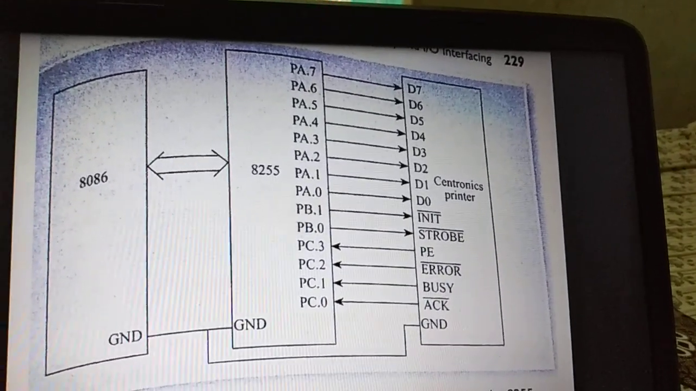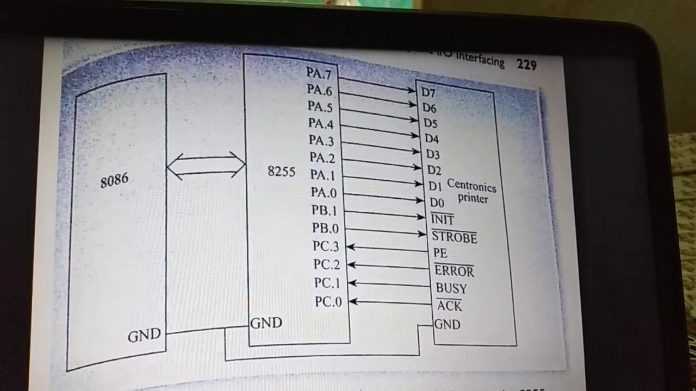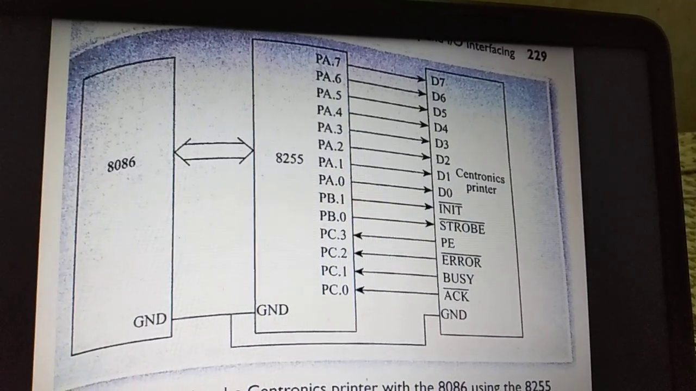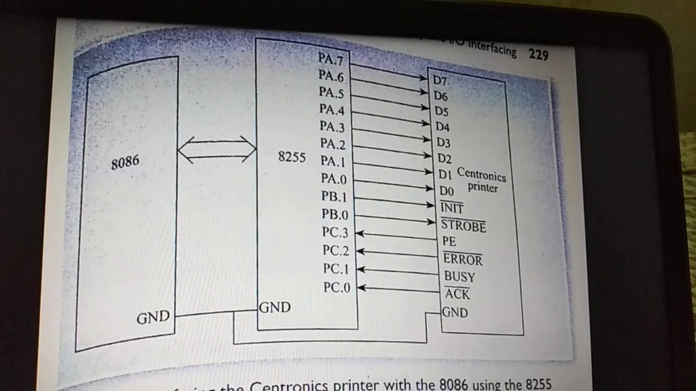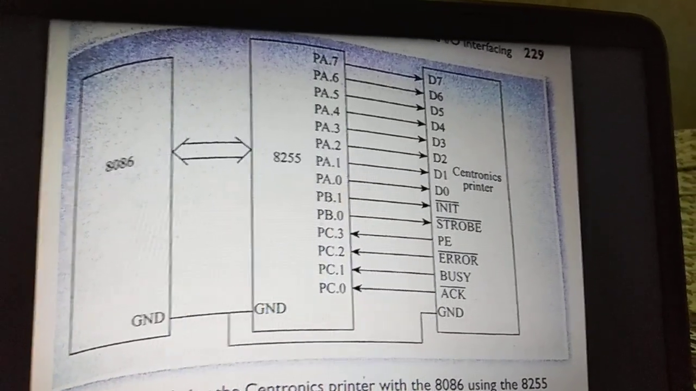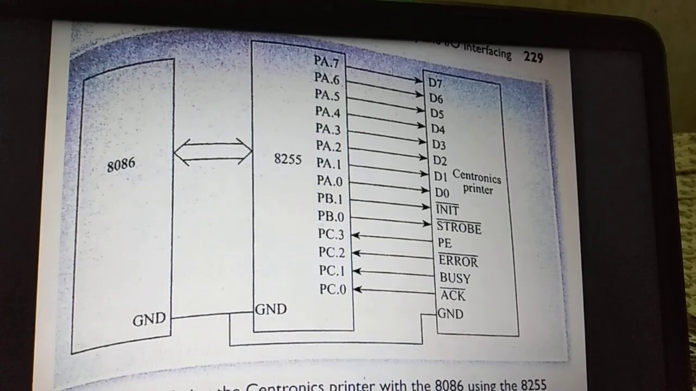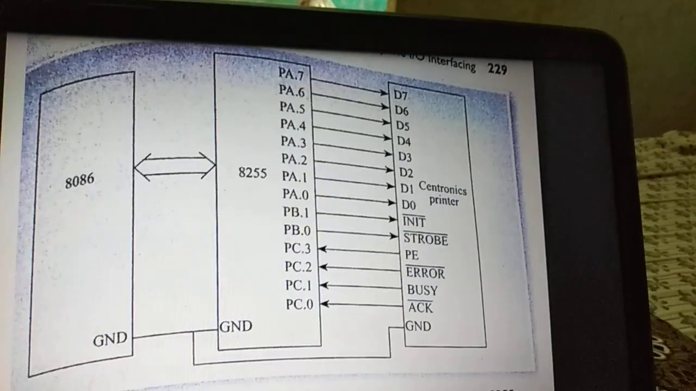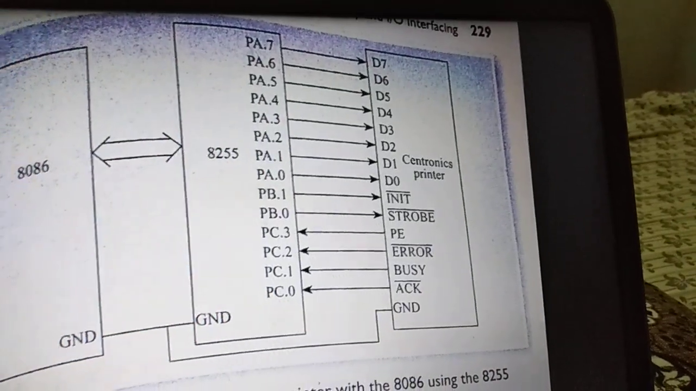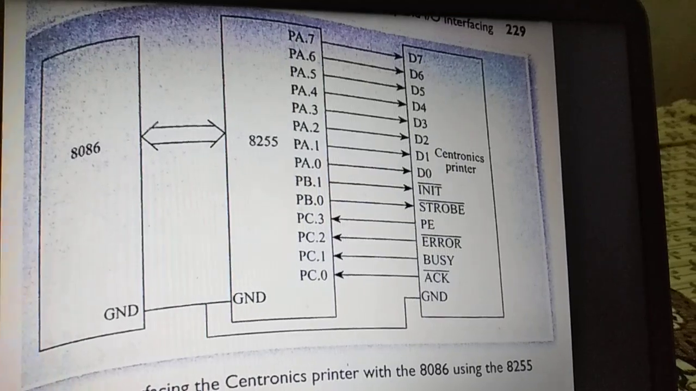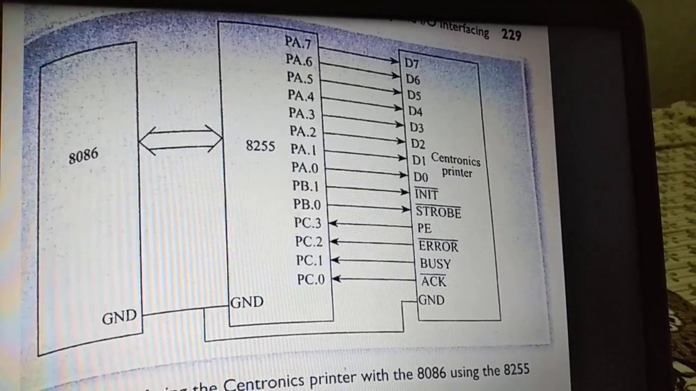So now from port B, we are giving two control signals. Once the data is placed onto the data bus via port A, a strobe signal is sent from the microprocessor to the Centronics printer so that the printer reads the data from the data bus. After that it is going to send the init signal so that it will start its work. If something goes wrong, then signals are given by the Centronics printer to the microprocessor through port C.